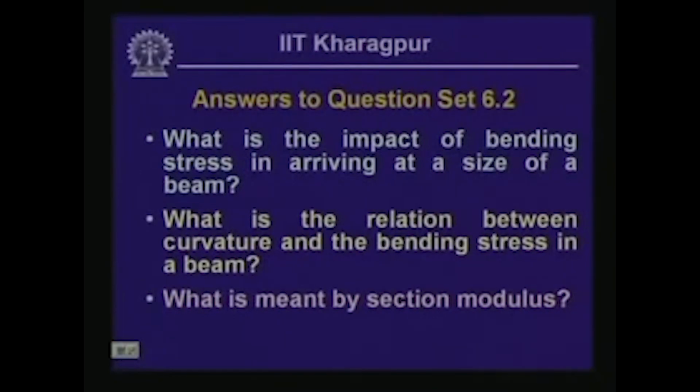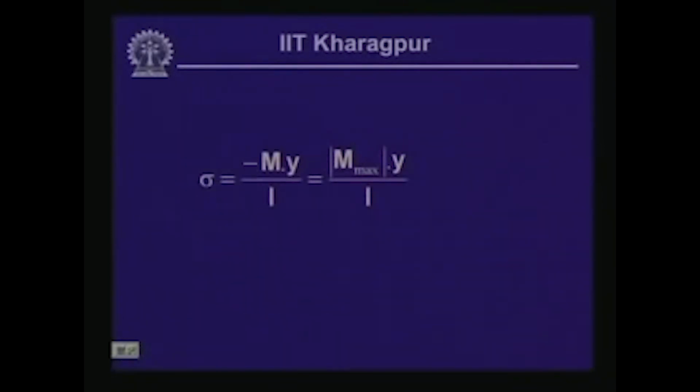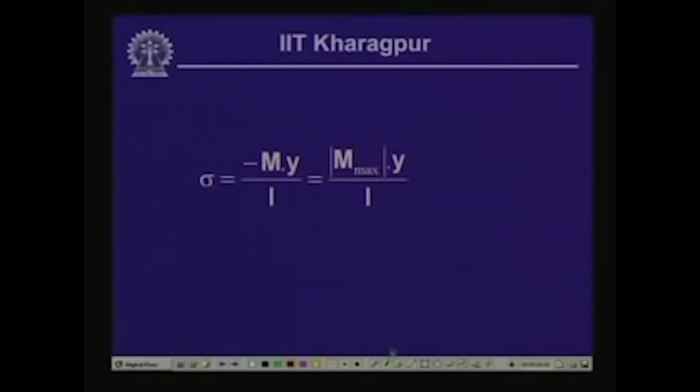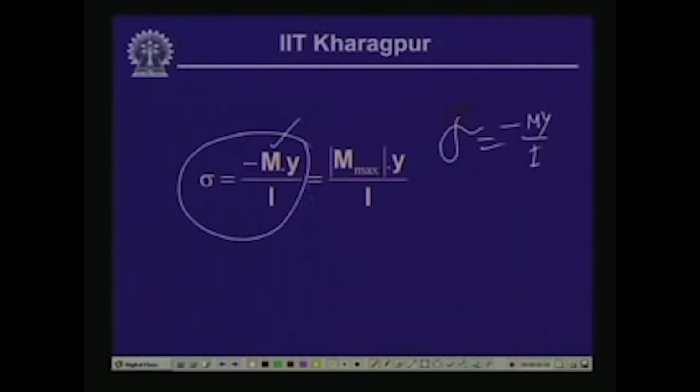Now, let us look into the questions which were posed last time. What is the impact of bending stress in arriving at the size of a beam? If you remember, in the last lesson we discussed that the flexural formula, or the bending formula, is given by this expression: sigma equals minus M y by I. As you know, M is the bending moment, y is the distance from the neutral axis of the point at which we are trying to evaluate the stress, and I is the moment of inertia.